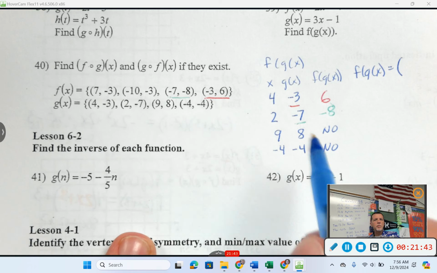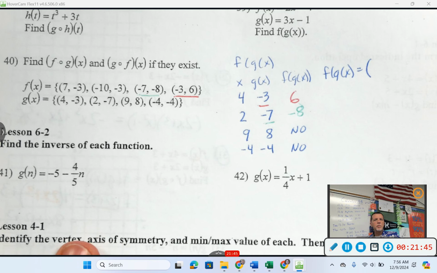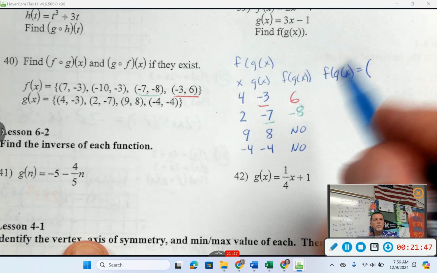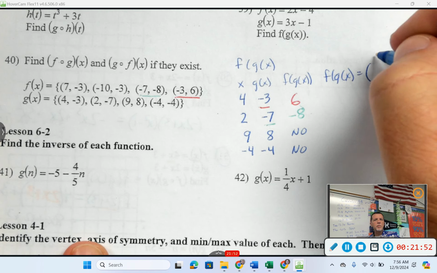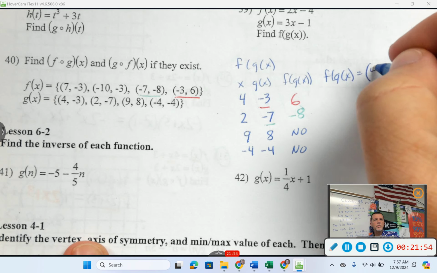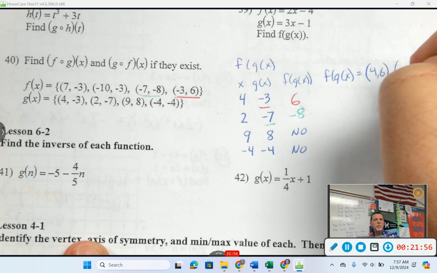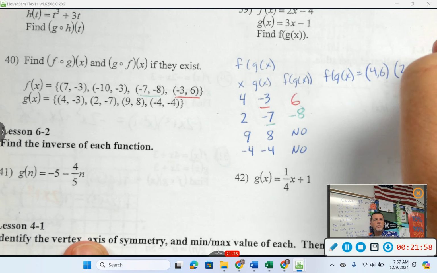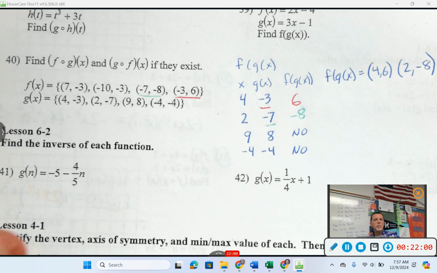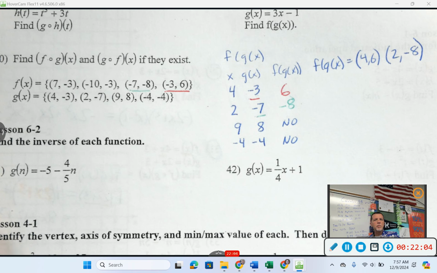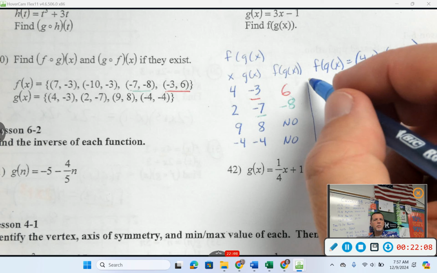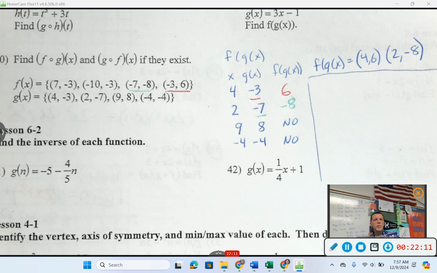it's listed as an ordered pair. 6, negative 8. No, I want an input and an output. So 4, 6, and 2, negative 8. Because I need an input and an output. That is the last one I would call self-explanatory.